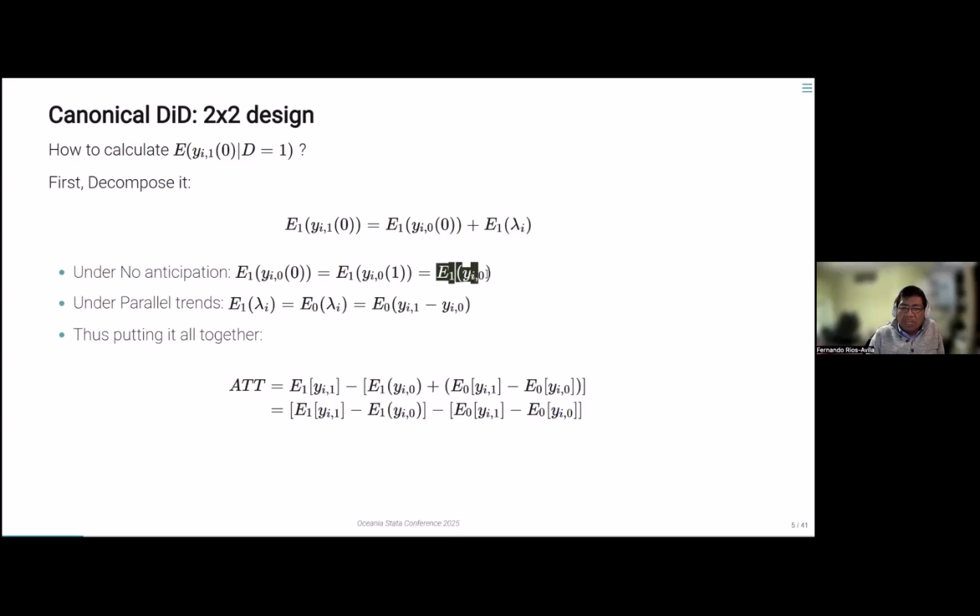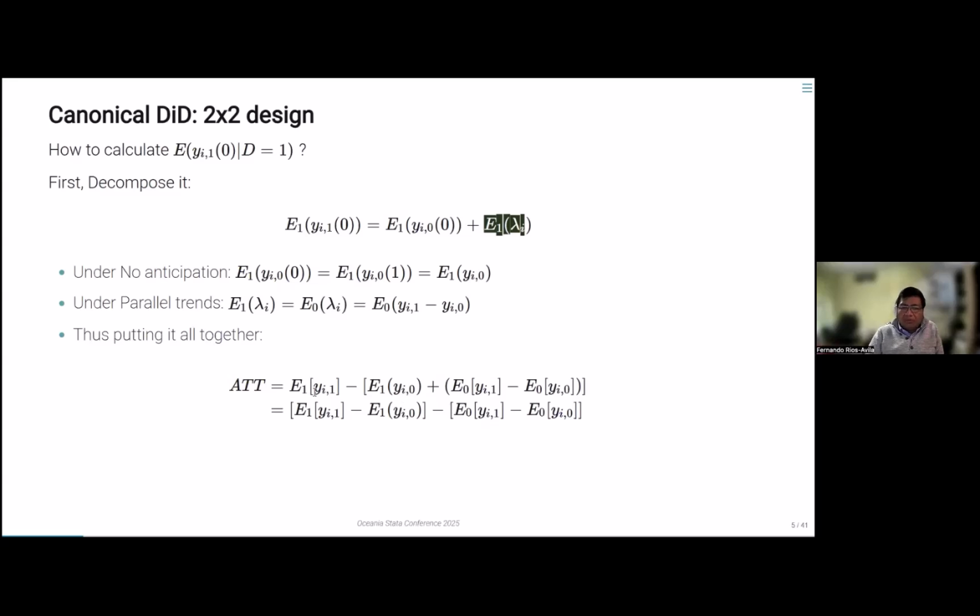So we can just take the expected value before treatment for the group that ended up being treated, and we can substitute that here. The second one is the parallel trends assumption, which says we're going to assume that on average, the growth experienced by the group that became treated, if they were never treated, should have been the same kind of growth that the control group experienced. Okay, so we can substitute what we didn't know with this component that we can observe because we have a control group, and we substitute it here.